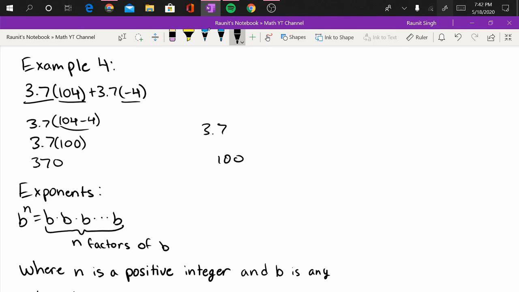So then you would do 1 and 2, since there are 2 zeros here. And then you would put the 0 as the placeholder. So then you would get 370.